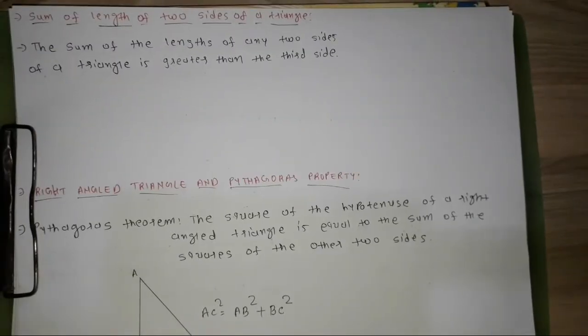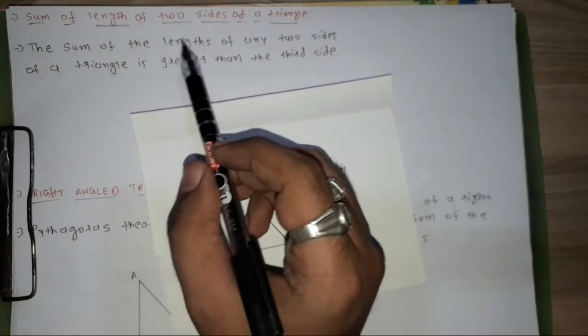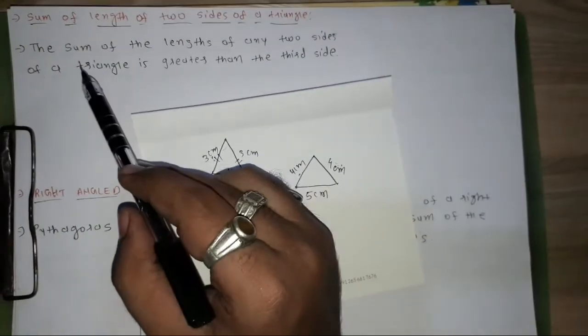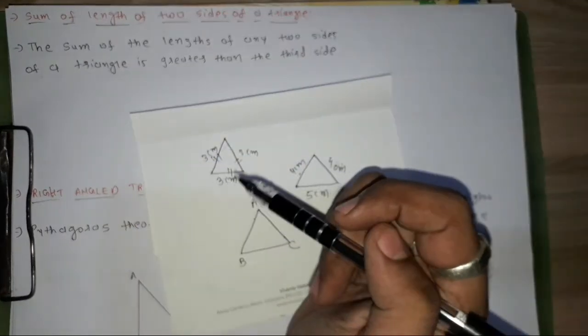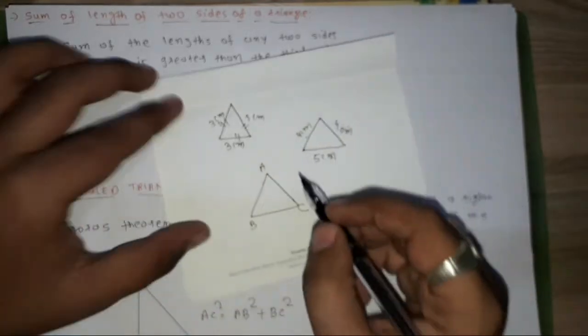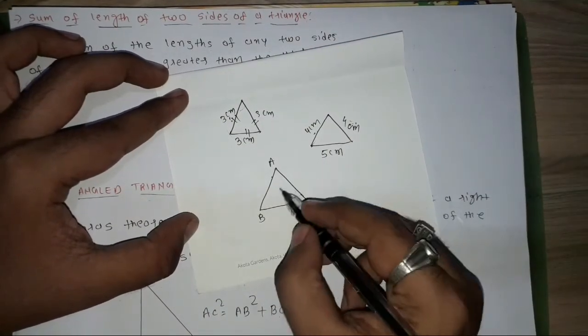Now the next one is the sum of lengths of two sides of a triangle. In that, the sum of the lengths of any two sides of a triangle is greater than the third side. So here you may see the sum of AB plus BC will be greater than AC.